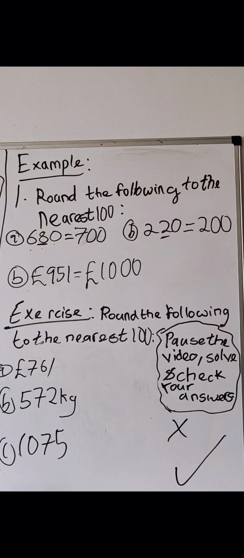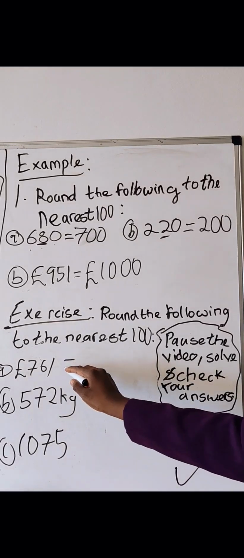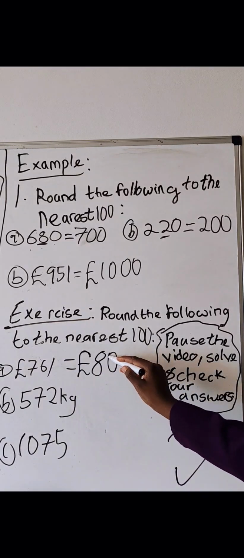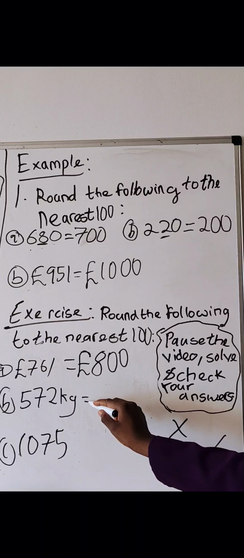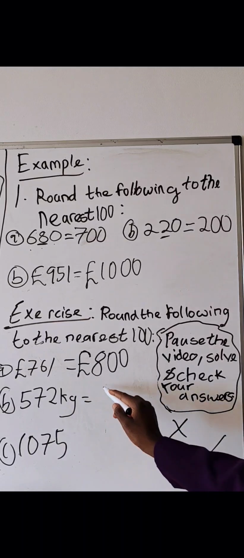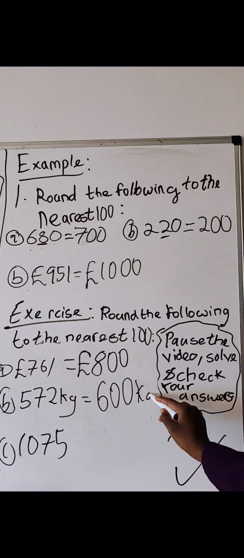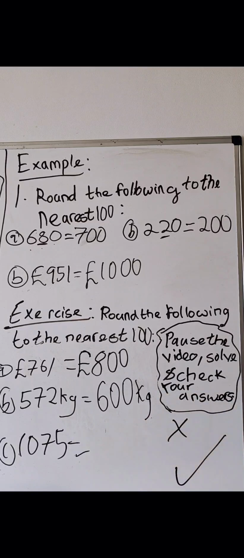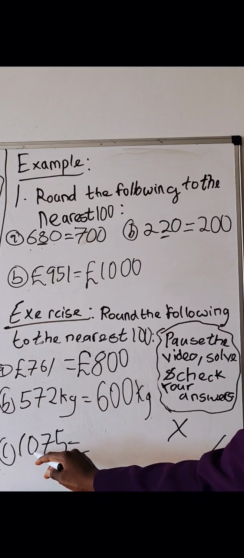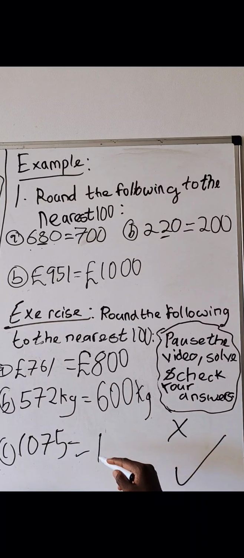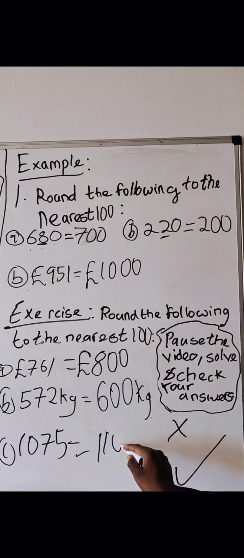answers are correct. So for this one we have 800 pounds. For this one we have 600 kg. For this one we have, so if this one goes, for this one we have 1,100.